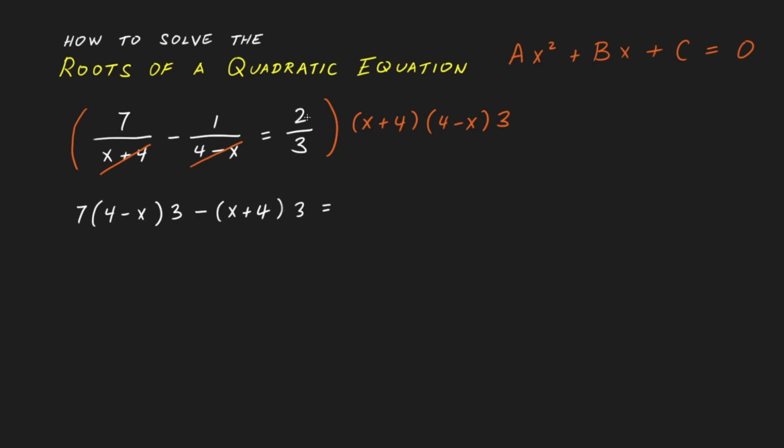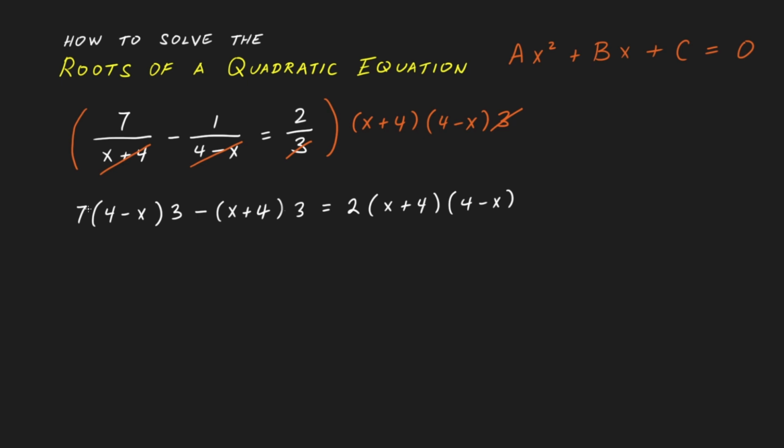Okay, now we have this term, 2 over 3. So this 3 is going to cancel out with this 3. We're going to write the 2, of course, multiplied by x plus 4 and 4 minus x. All right, there we go.